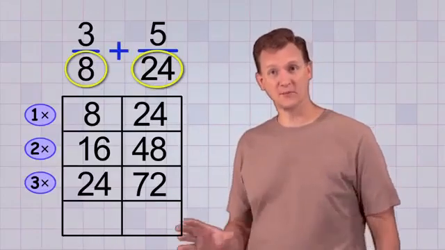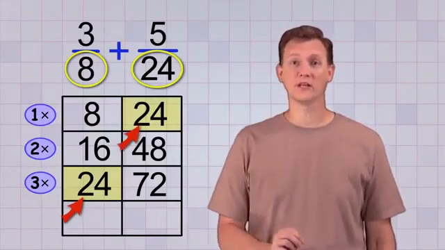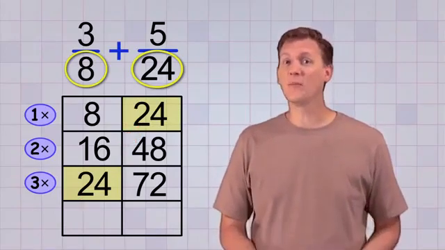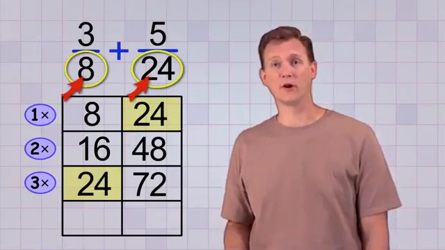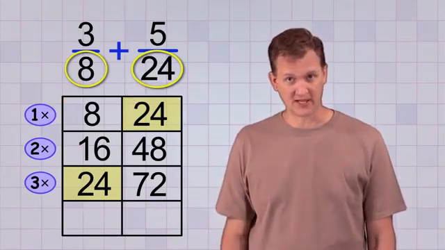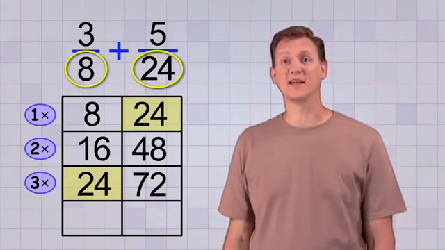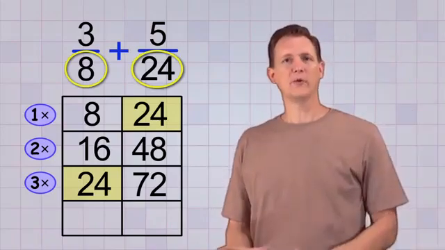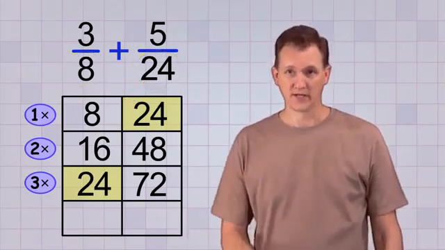But look, we have something in common now. We have a 24 in each column. We have found the least common multiple of the numbers 8 and 24, and it happens to be 24. And that makes sense if you remember your multiplication tables, that 3 times 8 equals 24. So now we know we're going to use 24 as our common denominator.